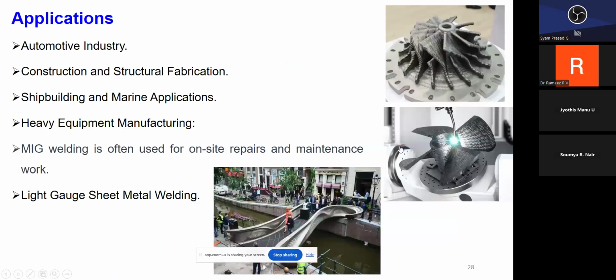So when we talk about the applications of wire arc additive manufacturing, we start with the automotive industry, construction, and structural fabrication. See, this is the bridge in the Netherlands. It is completely built using wire arc additive manufacturing. And this is the impeller, this is the blade, and this is a propeller shaft. This is completely made by wire arc additive manufacturing, right?